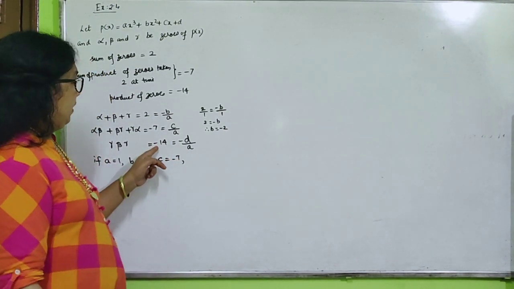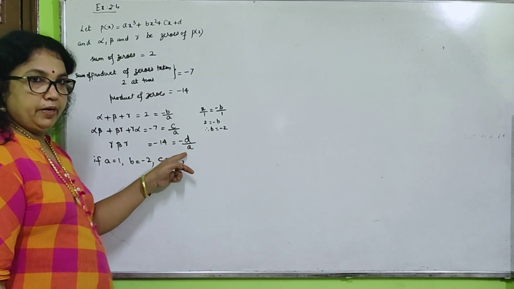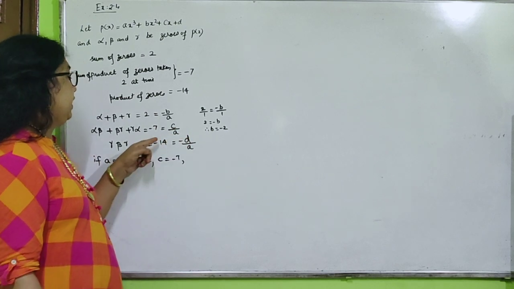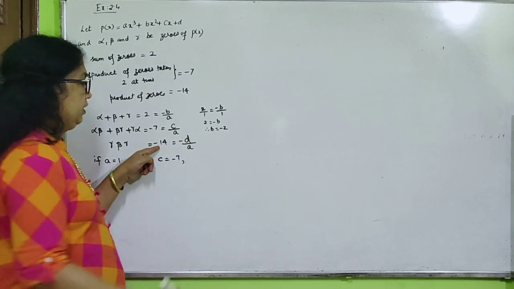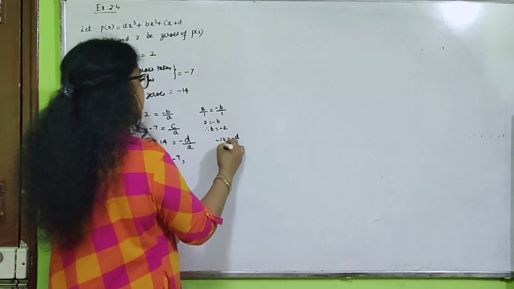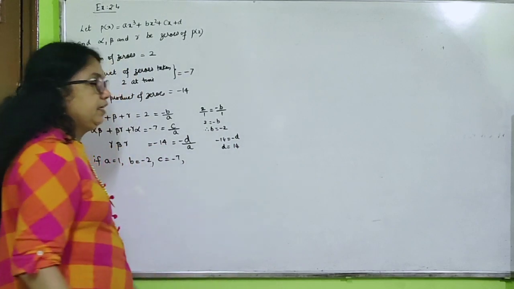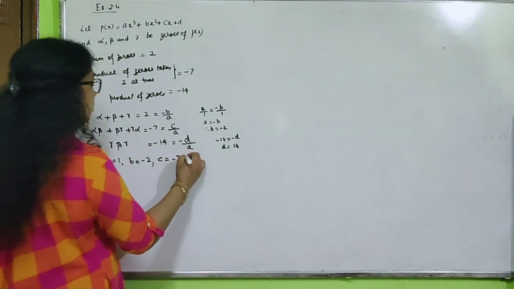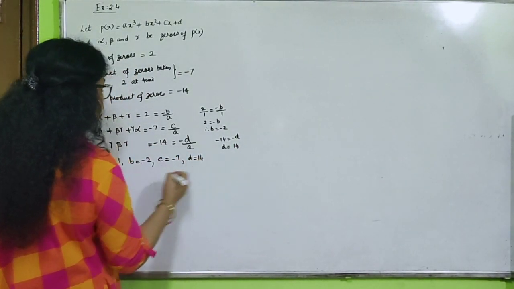In same way, minus 14 upon 1 equal to minus d upon a. A's value is 1. So minus d equal to what? Minus 14. Like this, minus 14 equal to minus d. Both sides minus sign is there, so sign cancels. D equal to 14. So d equal to 14.